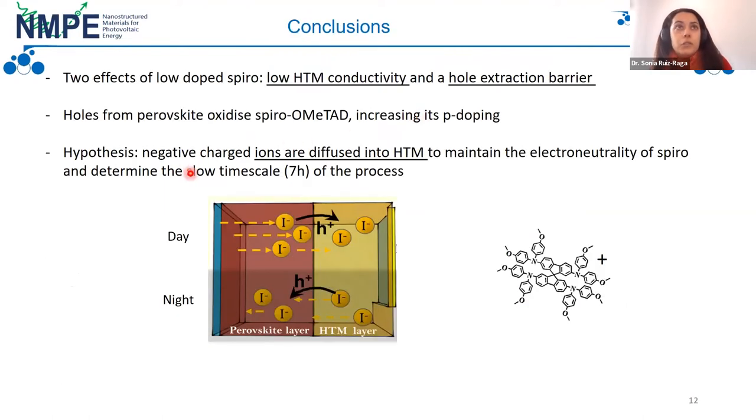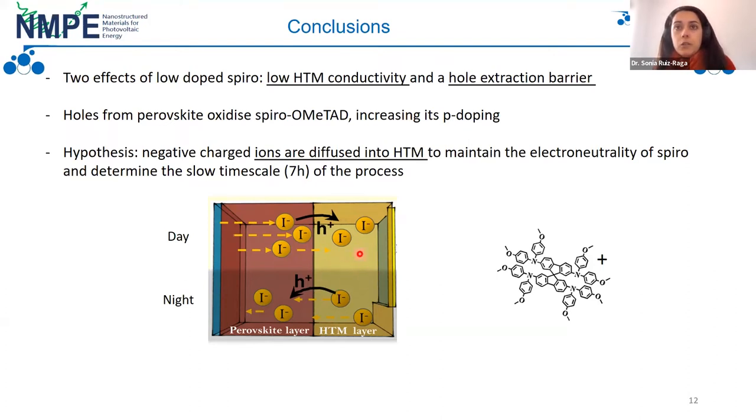And to conclude, we have shown that there are two effects caused by the low-doped spiro that are causing this reversible performance increase. One is the low hole transport layer conductivity that increases over time, and the other is the hole extraction barrier at the interface of perovskite and spiro. What we observe is that the photo-generated holes from perovskite should be the ones that are oxidizing the spiro, because there are no other components there. There is no air exposure or other dopants. So the holes from perovskite go into the spiro and oxidize its molecules.